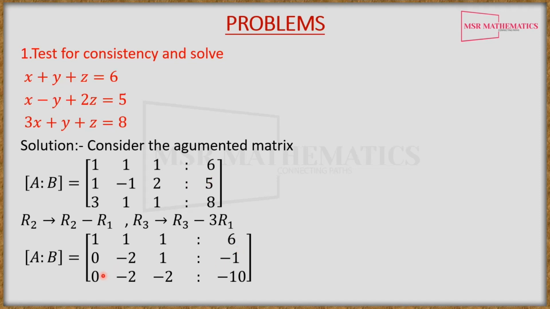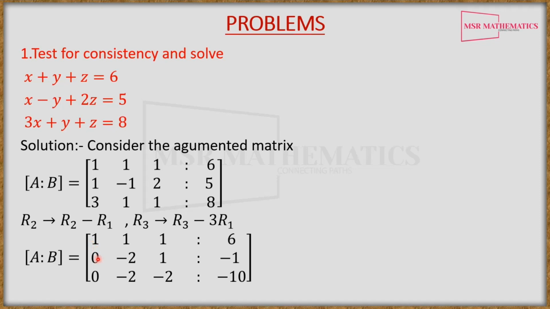In a similar way, R3 implies R3 minus 3 R1. That is 3 minus 3 into 1 is 0, 1 minus 3 into 1 is minus 2, here also 1 minus 3 is minus 2, and 8 minus 3 into 6, where 3 into 6 is 18, so 8 minus 18 we get a value of minus 10. So this is our new matrix obtained if we apply the elementary row operations R2 implies R2 minus R1, R3 implies R3 minus 3 R1.